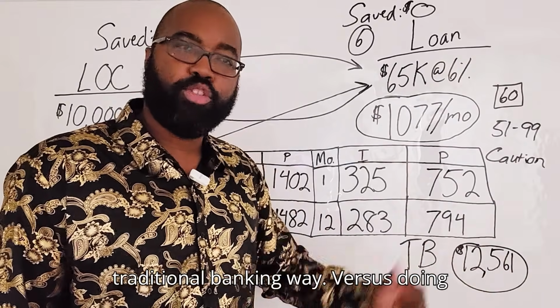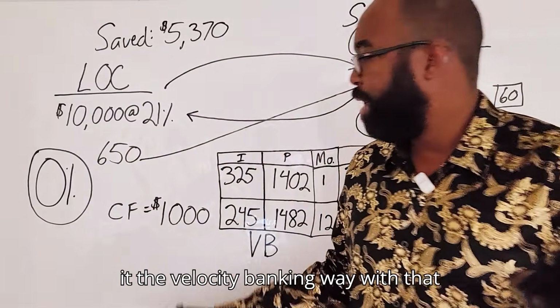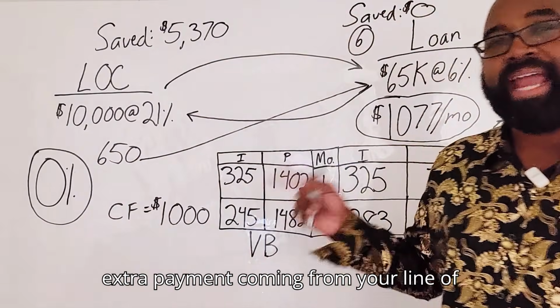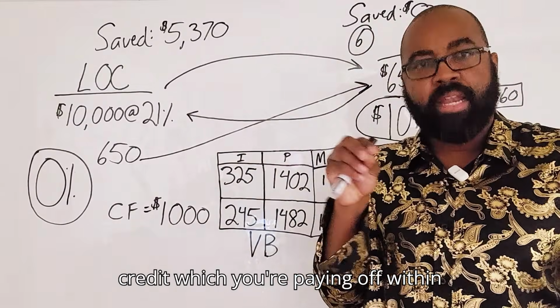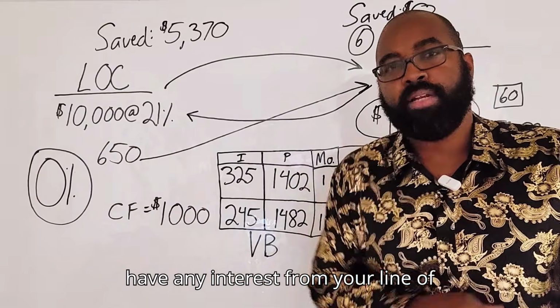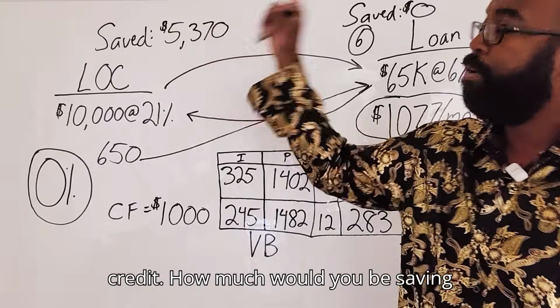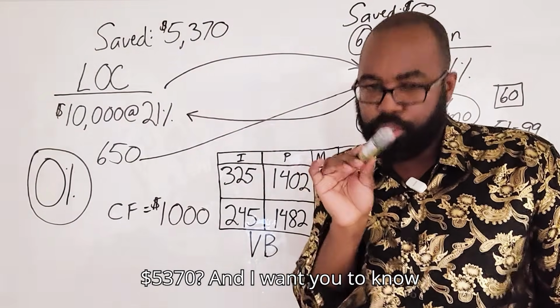$12,561 doing it the traditional banking way versus doing it the velocity banking way with that extra payment coming from your line of credit, which you're paying off within that grace period so that you don't have any interest from your line of credit. How much would you be saving? $5,370. And I want you to know something.